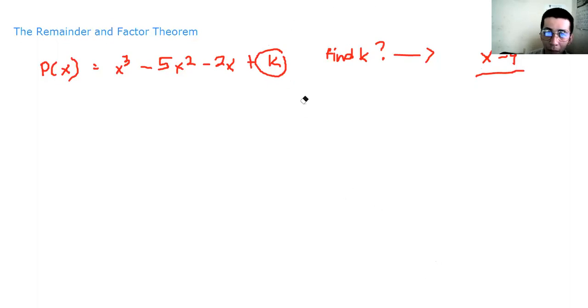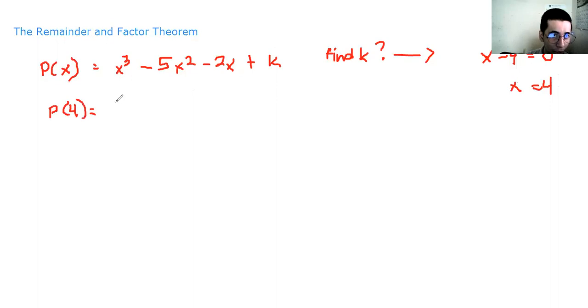Kailangan natin hanapin ano kaya yung dapat na value ni k. What will be the value of k so that x minus 4 is a factor of this polynomial? Kasi pwedeng hindi factor si x minus 4. So, babaguhin natin yung value ni k. So, we must find the value of k para malaman natin na yes, x minus 4 is factor of that polynomial. So, we must equate x minus 4 to 0. So, we have x is equal to 4. So, we have p of 4.